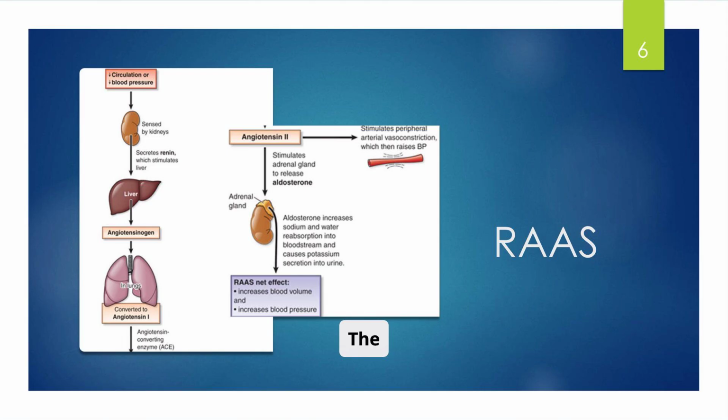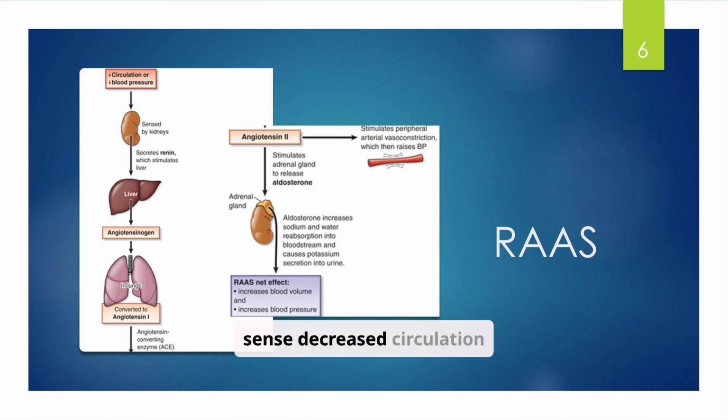The renin-angiotensin-aldosterone system, or RAS, is a critical regulator of blood pressure and fluid balance. When the kidneys sense decreased circulation or blood pressure, they release renin. This triggers a cascade involving angiotensinogen, angiotensin I, and angiotensin II. Angiotensin II stimulates aldosterone release, promoting sodium and water reabsorption, and causes vasoconstriction, ultimately increasing blood volume and pressure.